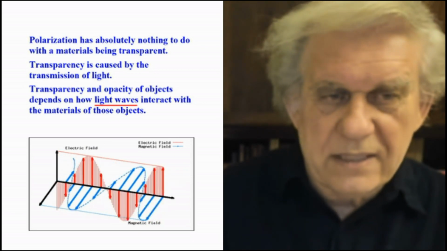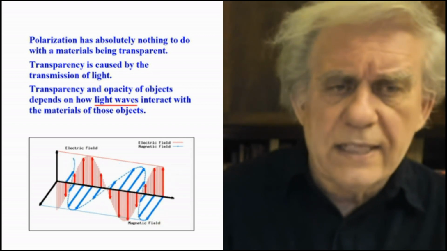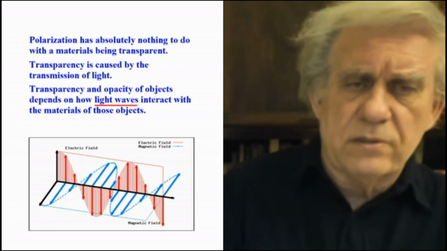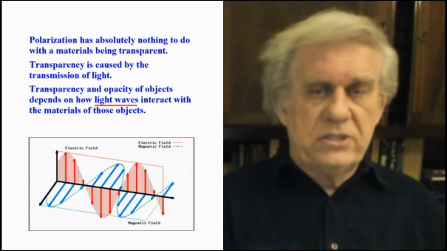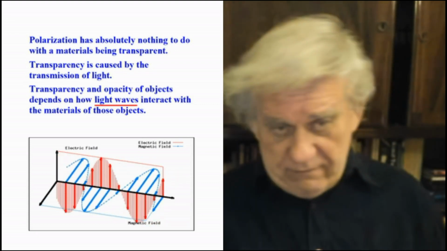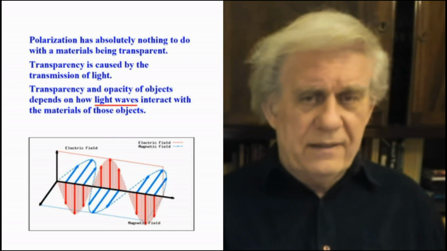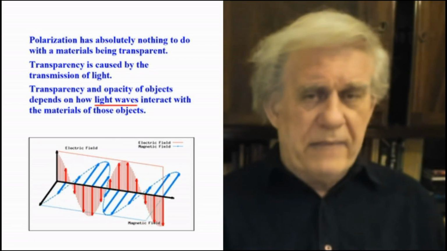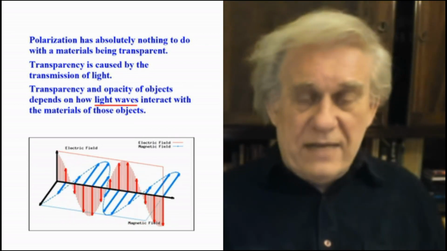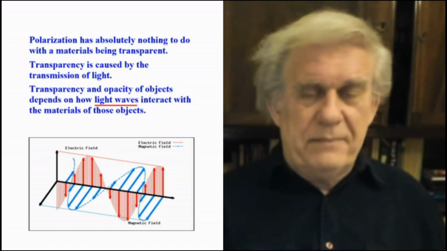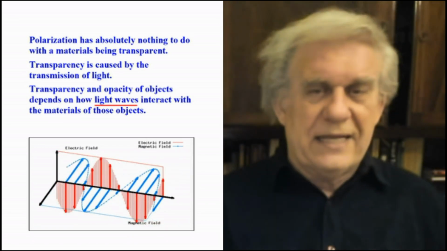Okay, so this fellow continues, says transparency and opacity of objects depends on how light waves interact with the materials of those objects. Well, we can't talk about light waves. There's no such thing as a wave. What you're seeing there is a bunch of vectors that are moving. What is a vector? It's just magnitude and direction. So for this fellow to talk about waves in the 21st century, he's outdated. He should stay in the 19th century. There is no such thing as a wave.